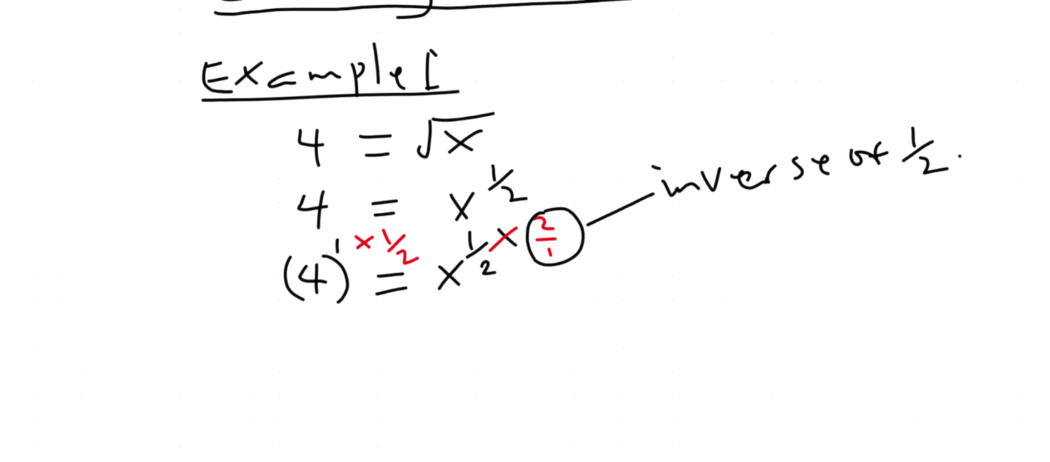We are multiplying by its inverse, and the inverse of this is 2 over 1. On the left-hand side, we have 4 raised to power 2, because 1 times 2 over 1 is 2. On the other side, the 2 cancels 2, the 1 cancels 1, and we have x raised to power 1, which is x. And 4 raised to power 2 is the same thing as 16. That becomes the value of x.